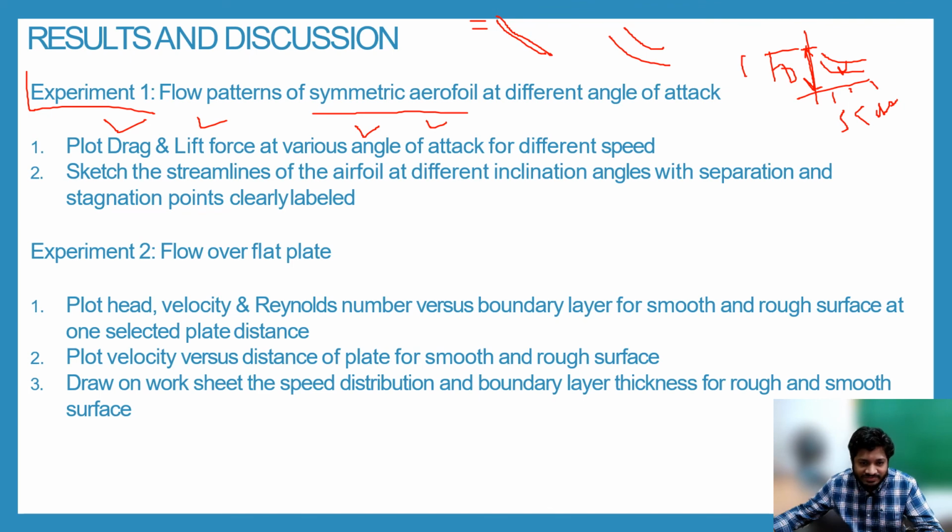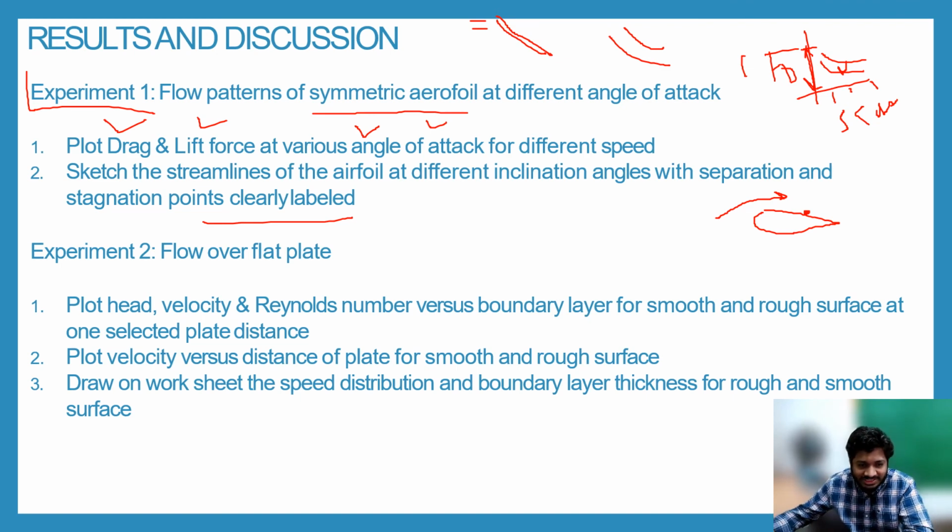Sketch the streamlines of the airfoil at different inclination angles with separation and stagnation point clearly labeled. So basically you have to sketch the boundary layer, and then you also have to show the separation that could have happened.